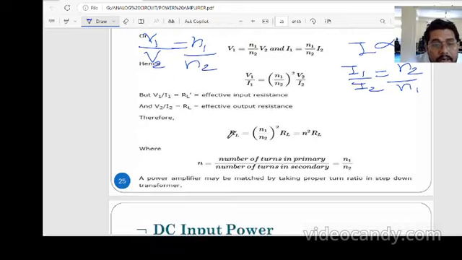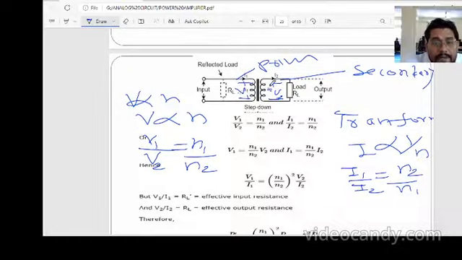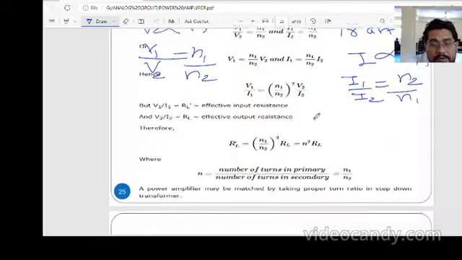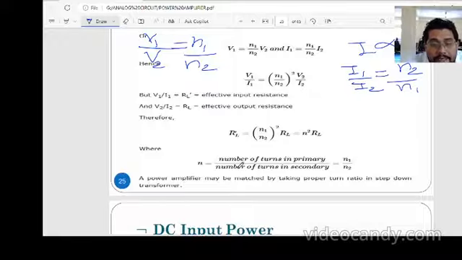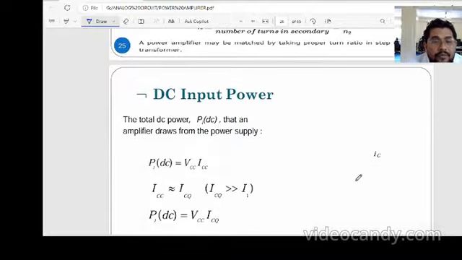Therefore RL is equal to N1 divided by N2 squared into RL. This RL is on the primary side, and RL dash is at the output side. N1 is the number of turns on the primary side and N2 is the number of turns on the secondary side. The ratio we have taken is N1 by N2, so we can write this. The power amplifier may be matched by taking the proper ratio.